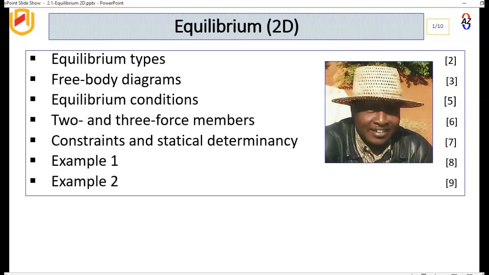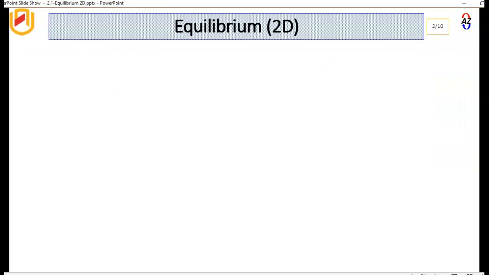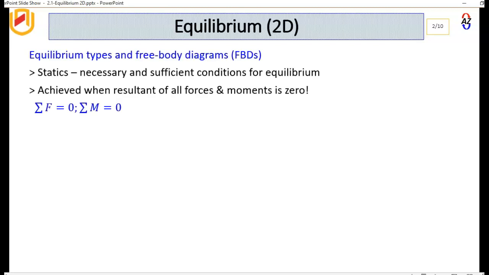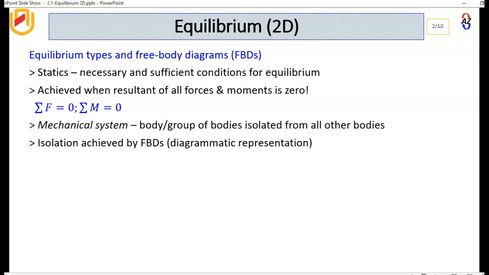Let's get started. So equilibrium is really at the core of statics. The study of equilibrium is the most fundamental pursuit in statics, as the subject itself is defined by it. Now let's look at equilibrium types and the free body diagrams. So we'll cover what is called the necessary and sufficient conditions for equilibrium, which are achieved when the resultant of all forces and moments is zero.